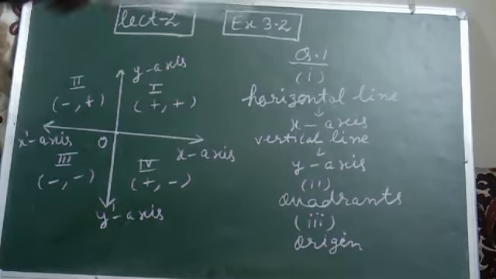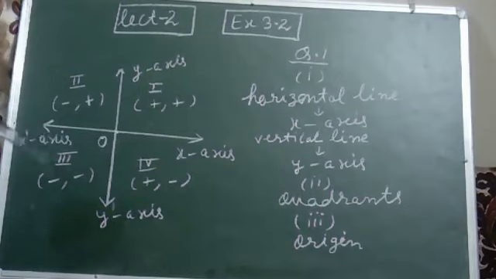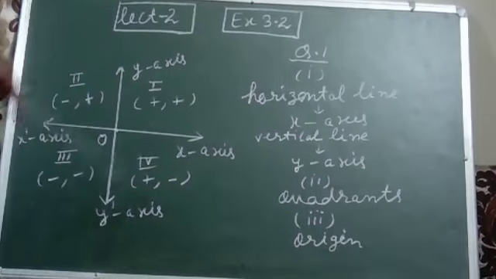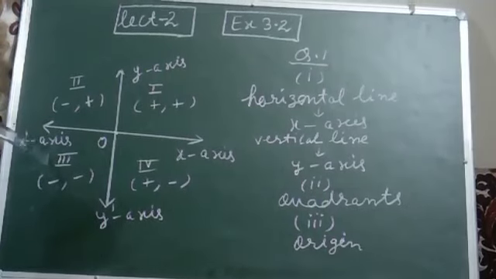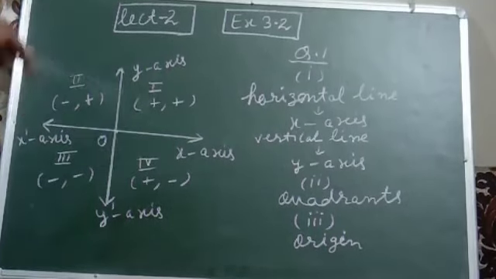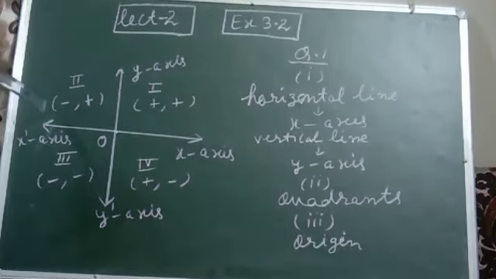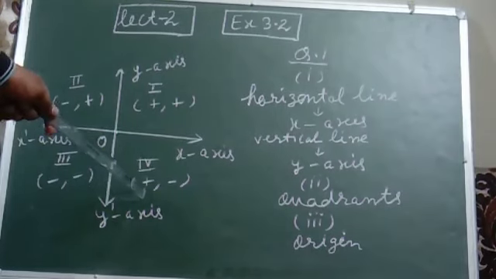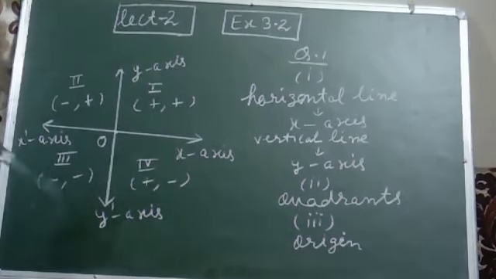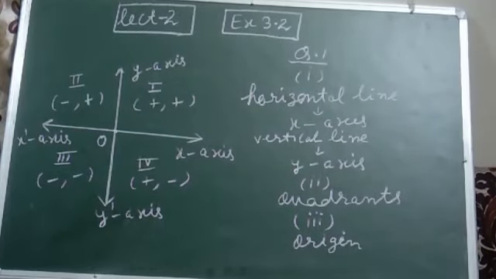Before starting the first question, again we will revise the basics. This horizontal line is called the x-axis, on the right side x, on the left side x dash axis. This vertical line is called the y-axis, here y, here y dash axis. These two lines divide the plane into four parts: the first quadrant, second quadrant, third quadrant, and fourth quadrant. In the first quadrant, x and y are both positive. Second, x minus, y plus. Third, x minus, y also minus. And fourth, x plus and y minus. This is the main basic of this chapter, and we are revising it so that we can solve the questions very easily.